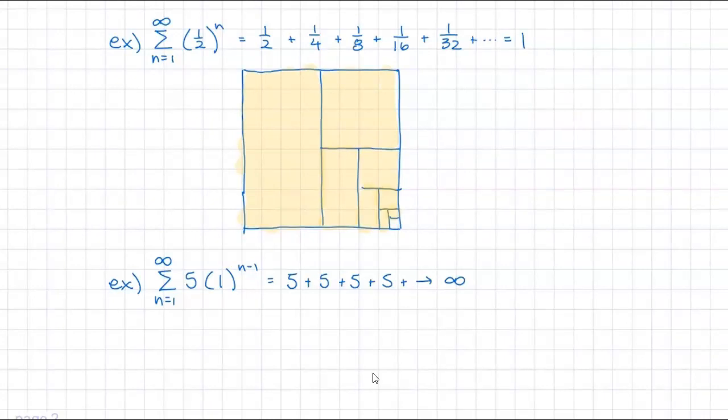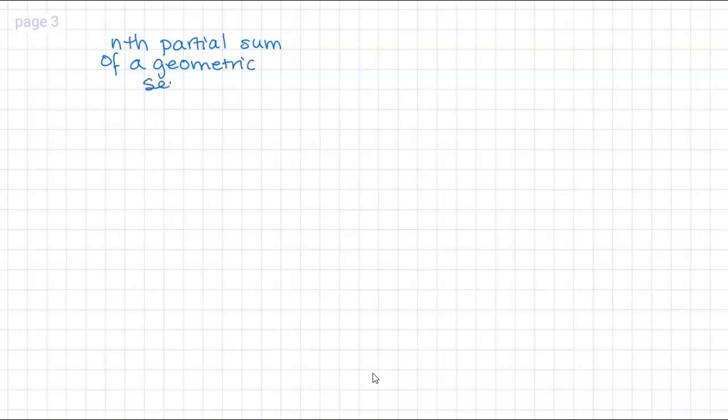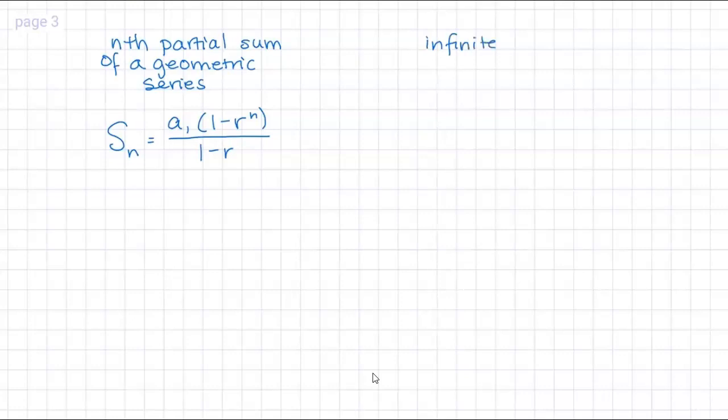So let's go ahead and try to summarize this and see if we can find a formula. Now I'm going to put this formula here. The nth partial sum of a geometric series. We just looked at that earlier. That was S sub n equals a sub 1 times 1 minus r to the n, over 1 minus r. But now let's see if we can get the infinite geometric sum.